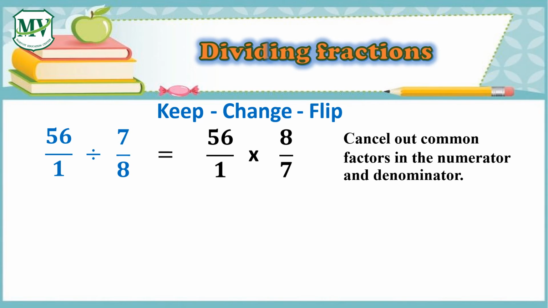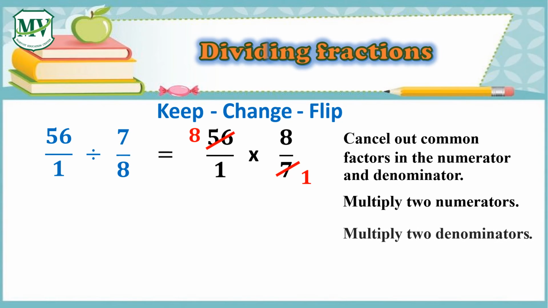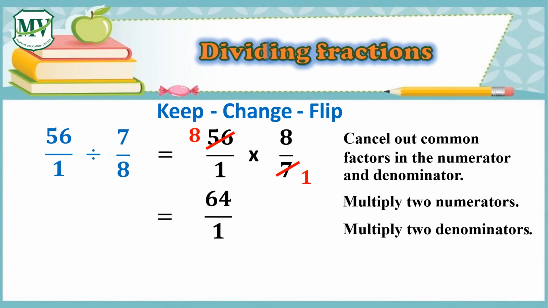We need to cancel out common factors in the numerator and denominator. In this case, 56 and 7 have a common factor. 7 divided by 7 is equal to 1. 56 divided by 7 is equal to 8. This time, let's multiply two numerators and multiply two denominators. What do you think is the answer? Excellent! We have 64 over 1 or 64. So this is our final answer.